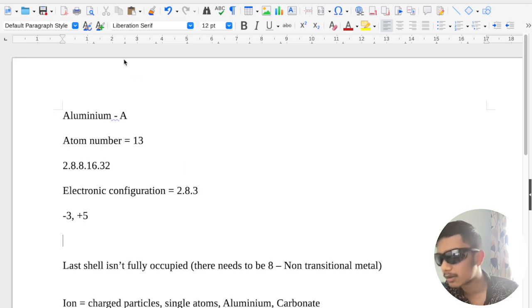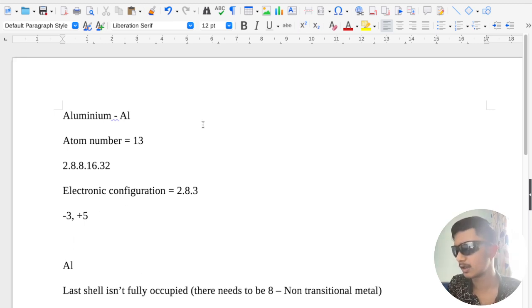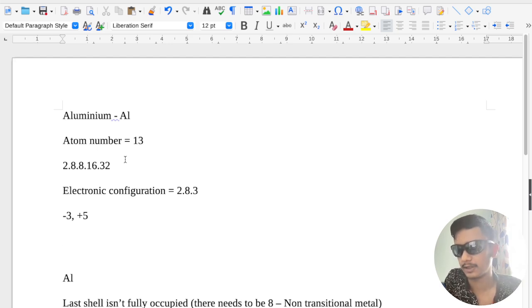So aluminum, which isn't written A, it's Al, becomes Al with a charge. One more thing to add: if you look at the charge of an electron, it's negative. An electron holds a negative charge.